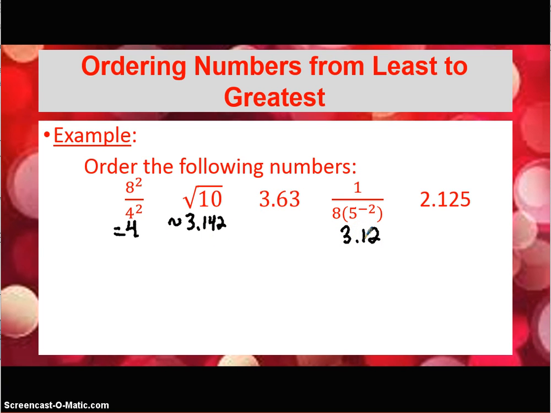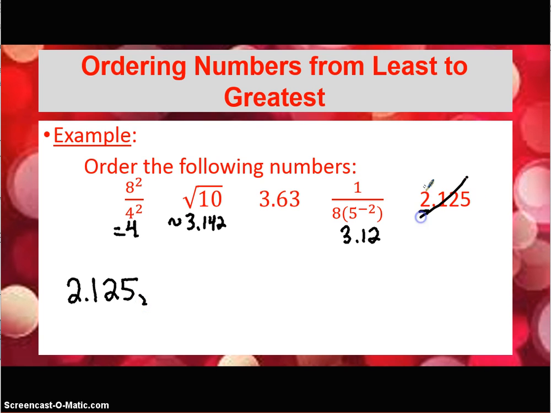Step 2 is to identify which one has the smallest value. When you're trying to identify which one has the smallest value, work from left to right in the place values. First, look at the whole numbers. So we have a whole number of 4, a whole number of 3, a whole number of 3, a whole number of 3, and a whole number of 2. So which one is the smallest value? The whole number of 2. 2 is less than 3, 3, 3, and 4. So our first number in our ordered set is going to be 2.125.